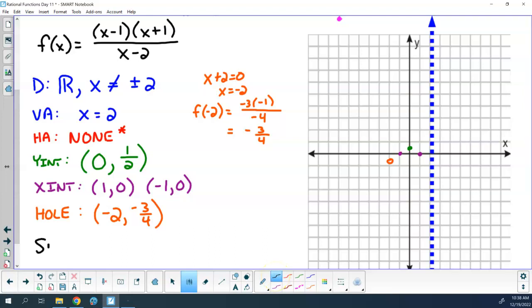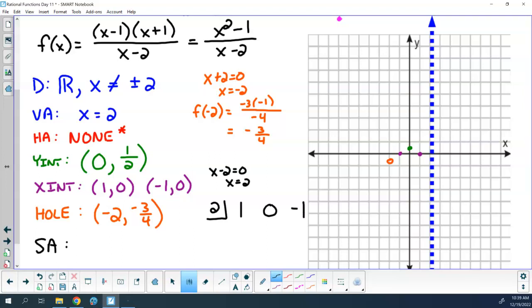Slant asymptote is next. So first off, I take my denominator and I set it equal to 0. Solve it. That gives me my outside number. Inside numbers are the coefficients. Well, it's in factored form, so what I have to do first is I have to do the multiplication. Now I can say it's 1, 0, and negative 1.